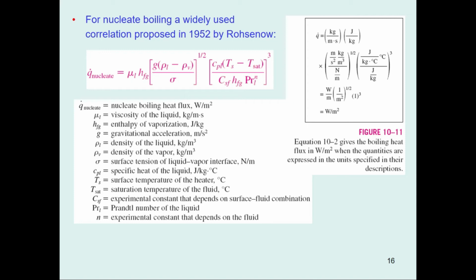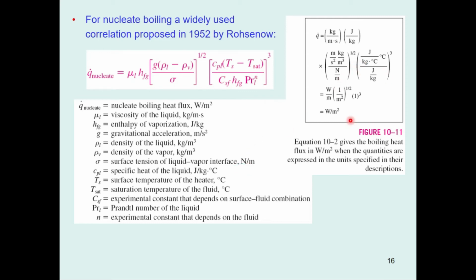So there are two to three things that are very important in this formula. The first thing is this CSF, which is the experimental constant that depends upon the surface-fluid combination, and this is the enthalpy of vaporization, and this is the Prandtl number, and this is n. This is also known as the experimental constant, the n value, that depends upon the fluid.